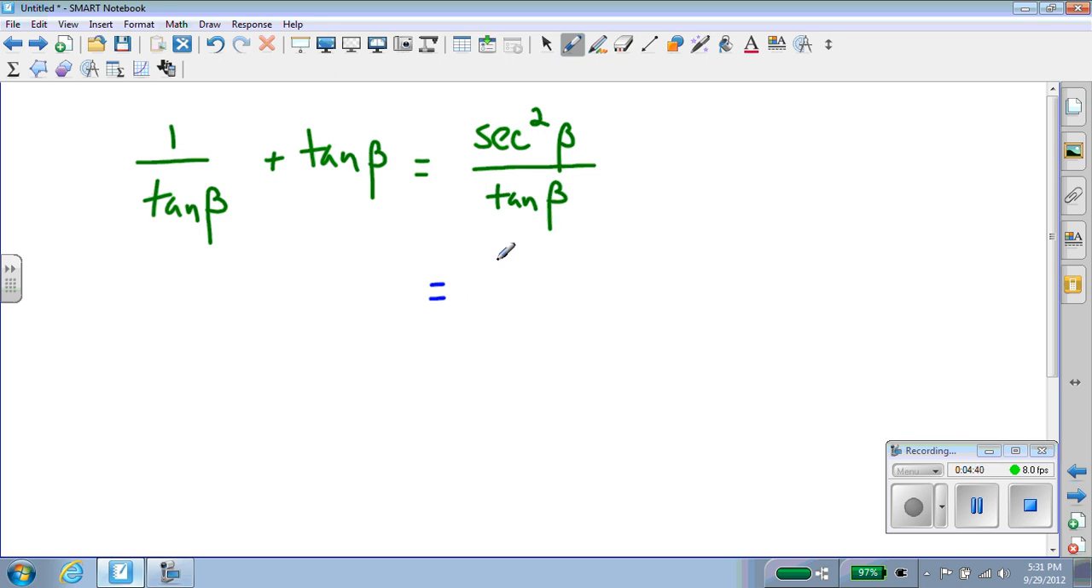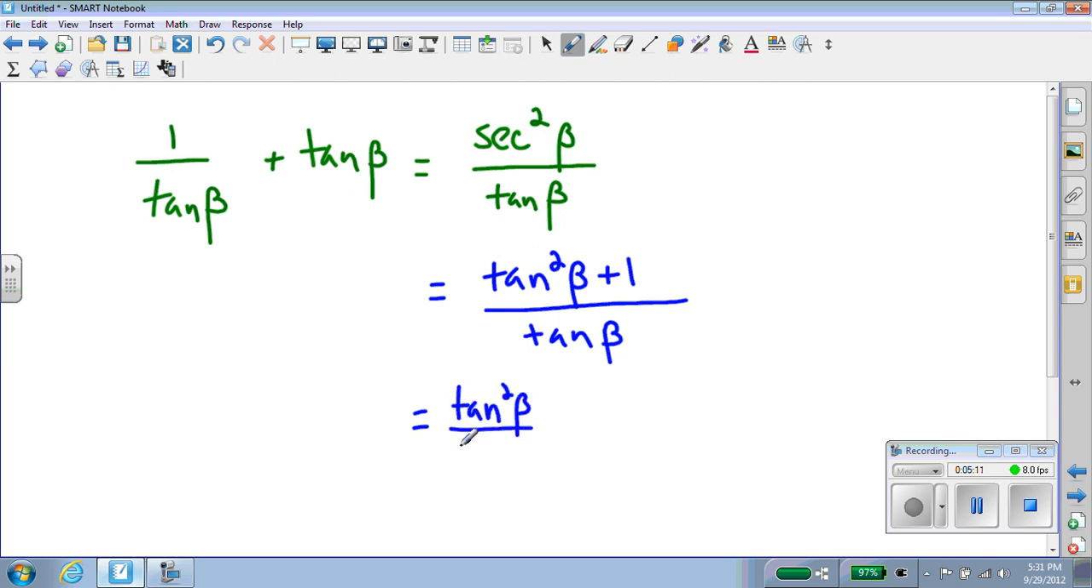So secant squared of beta would be tangent squared of beta plus 1, over tangent of beta, using a Pythagorean identity. If I have a monomial denominator, well, it doesn't matter what my denominator is, I can break my numerator so that each term in my numerator is over that denominator. So this would say tangent squared beta over tangent beta plus 1 over tangent beta.